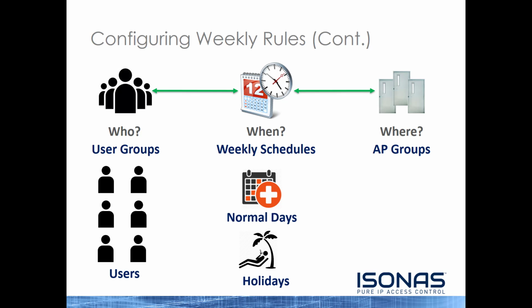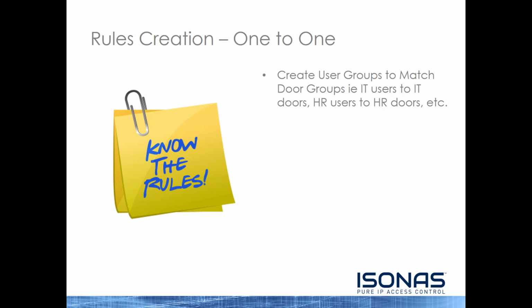A holiday is something that will override a normal day. For example, Thanksgiving here in the United States is on a Thursday. We don't want our regular employees, or we don't want our doors to unlock, or whatever the case may be. We don't want a schedule to kick off on that day, even though it may be a normal day in the schedule. So we create a holiday to override that. And where are access point groups, which are full of access points. Now the weekly rule is really at the access point level, but we put them into groups to make them easier to manage.